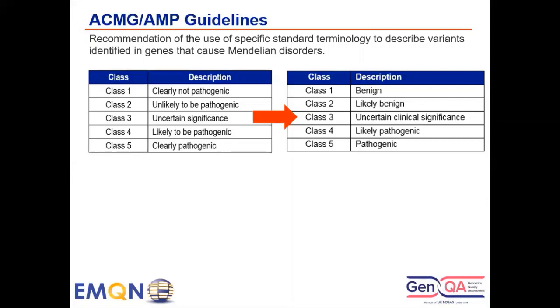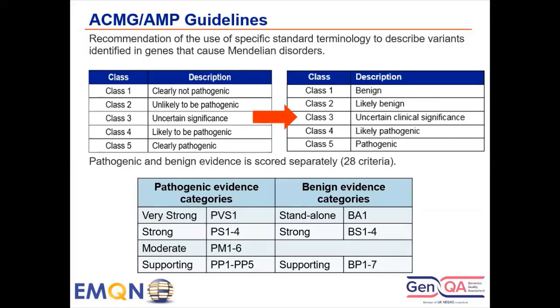First of all, what's said in these guidelines is that we should use uniform and standard terminology to describe variants that are identified in genes that cause Mendelian disorders. So the class 1 variants are not described as clearly not pathogenic, but are described as benign. Class 2 are likely benign. Class 3 are uncertain clinical significance, and then the class 4 are likely pathogenic, and the class 5 are the pathogenic ones.